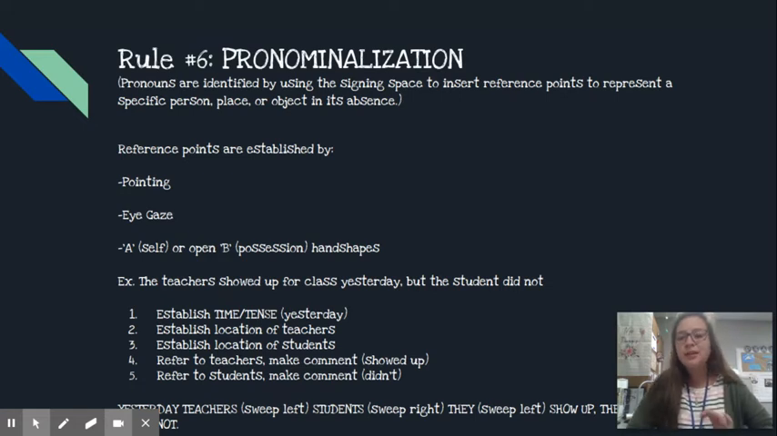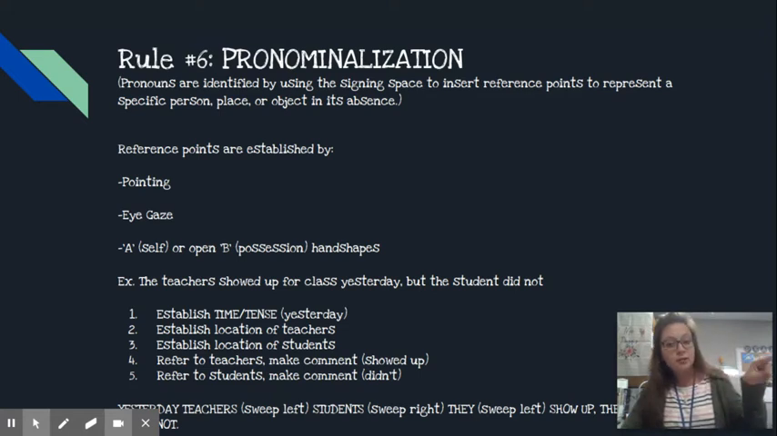Pronominalization. We kind of forget about this grammar rule sometimes, but remember this deals with pronouns and establishing them. So maybe that boy right there, he stole cookies or something. Okay, so you can establish them or reference them by pointing like I did. You can do an eye gaze. So if I'm looking that way, they're probably over there. Or you can establish them with hand shapes or classifiers.